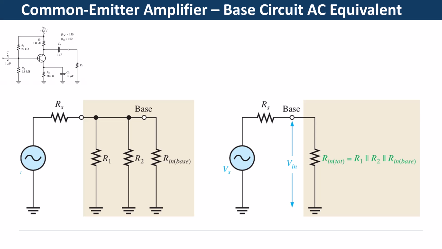In this lesson, we have understood how to develop the DC equivalent circuit of a common emitter amplifier and perform DC analysis. We have also learned to develop the AC equivalent circuit. In the next lesson, we will perform AC analysis, develop expressions for voltage gain, current gain and power gain.